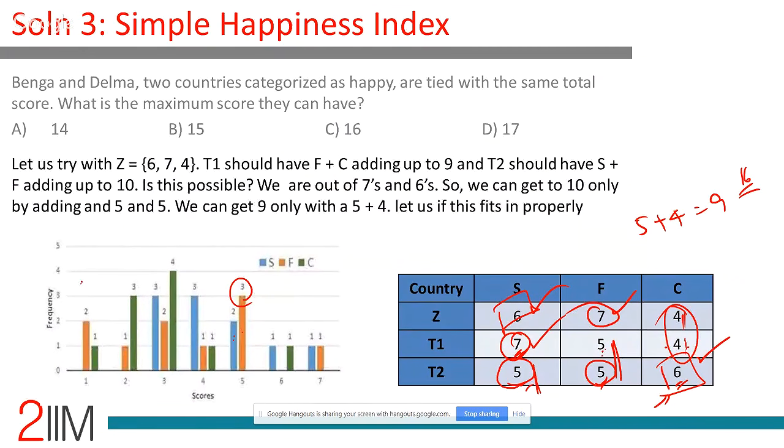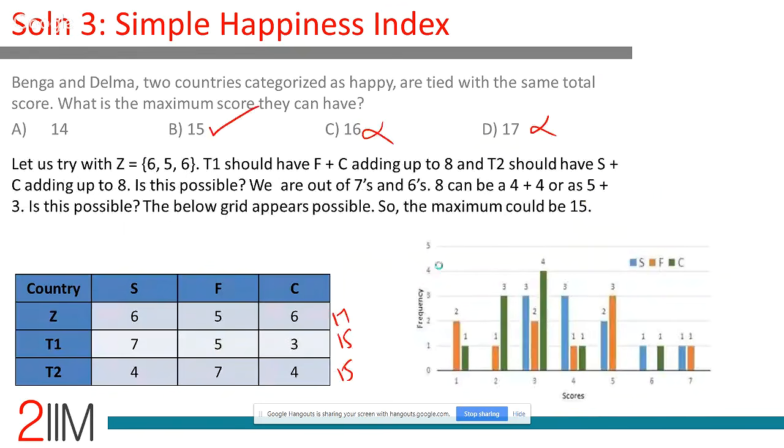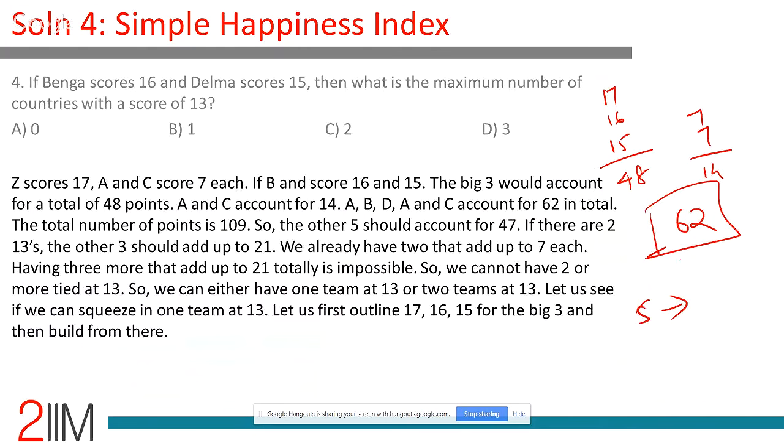So this is 3. This is 4 into 2, 8. 3 plus 2, 5 plus 4, 9 into 3, 27. 5 into 4, 20. 5 into 5, 25. 2 into 6, 12. 2 into 7, 14. 26, 51, 71, 98, 101, 109. The total number of points available is 109, of which 62 have been accounted for. 47 remaining for the remaining 5 countries.